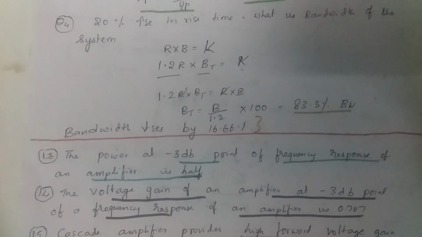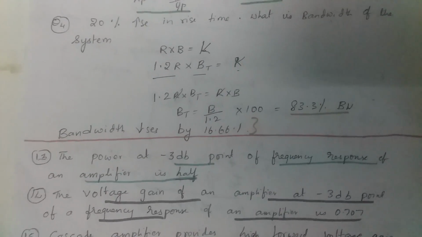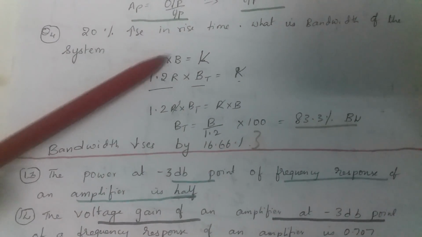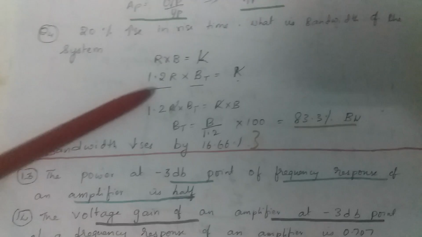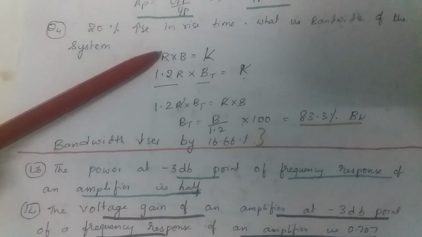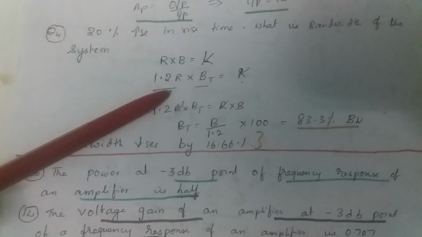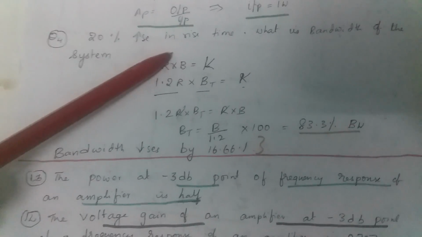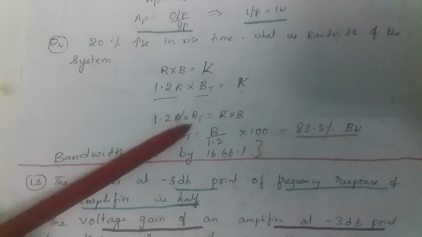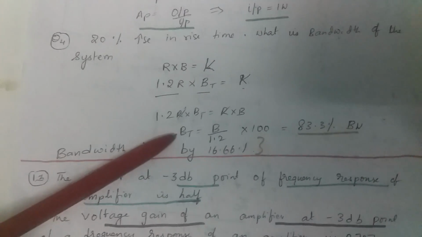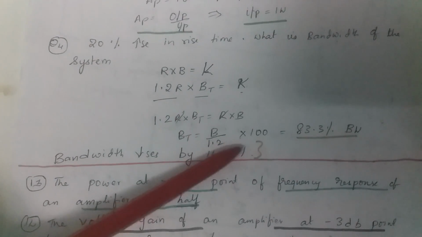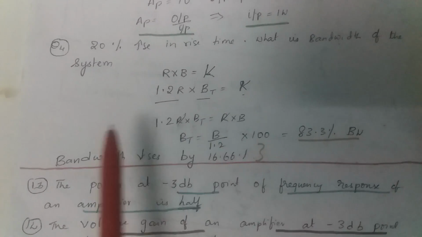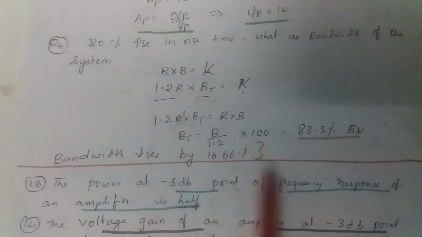There is one more problem statement which says there is a 20% increase in rise time. What is the bandwidth of the system? So, rise time into bandwidth is a constant, K. The new rise time is increased by 1.2 R. New bandwidth will be BT. So, equate both of them: 1.2 R into BT is equal to R into B. So, the new bandwidth is B by 1.2, into 100, which is 83.3% of the original bandwidth. That is, the bandwidth has reduced by 16.66%.